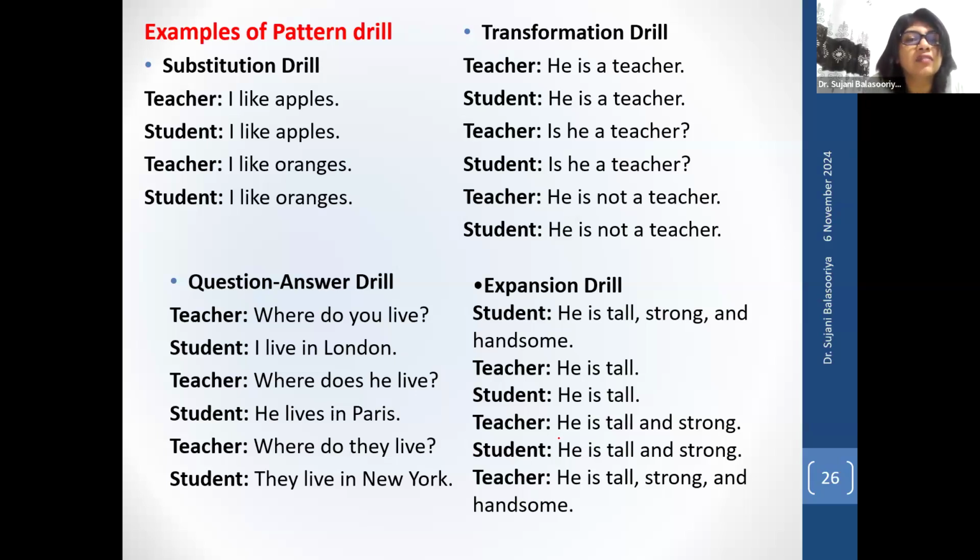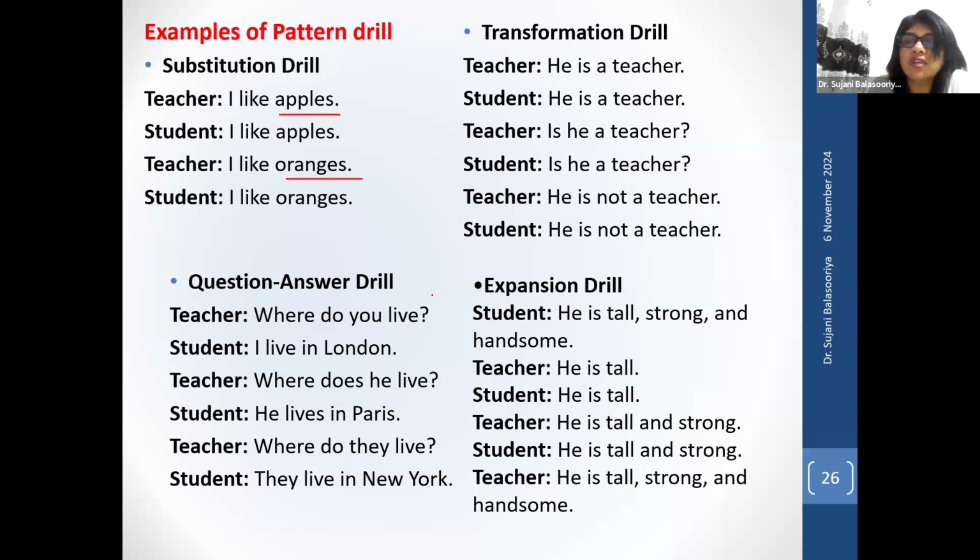Hope you understand what is meant by substitution drill. The teacher says, I like apples, and then the students repeat, I like apples. After that the teacher can substitute apples with oranges, I like oranges, and then the students repeat that. You can find a substitution here, apples and oranges. Substitution drill is that, right?